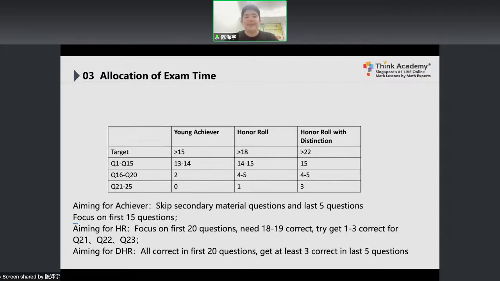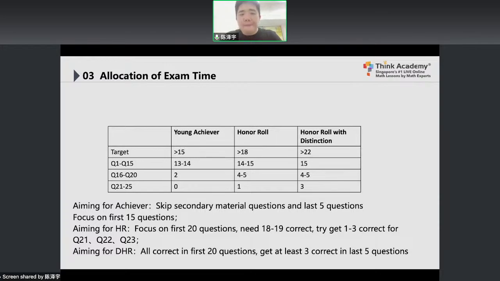Right? So let's look at our target score for each category. Let's look at the Young Achiever part first. Like I said, if you want to get a Young Achiever, you need to score at least 15. That basically means you need to get most of the questions correct in the first 15 questions, because they are the easy questions, right? Questions 16 to 25 are the difficult questions.